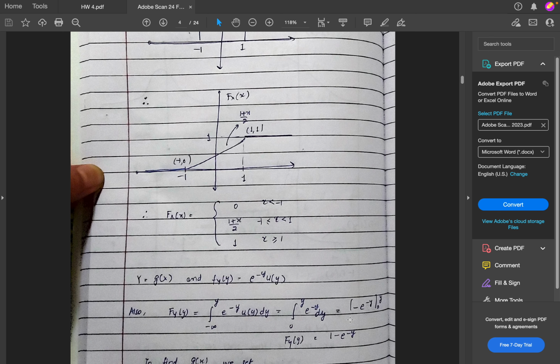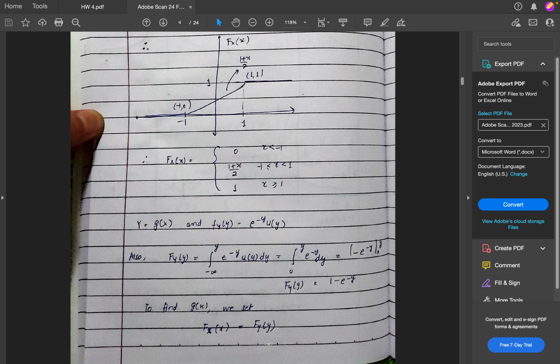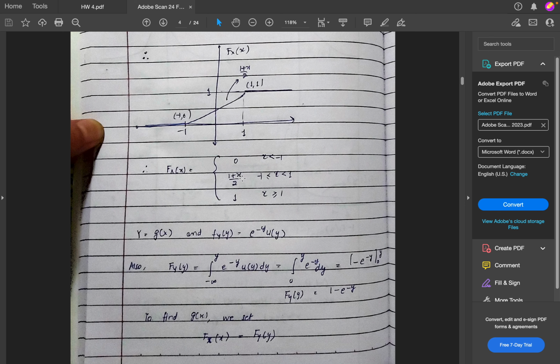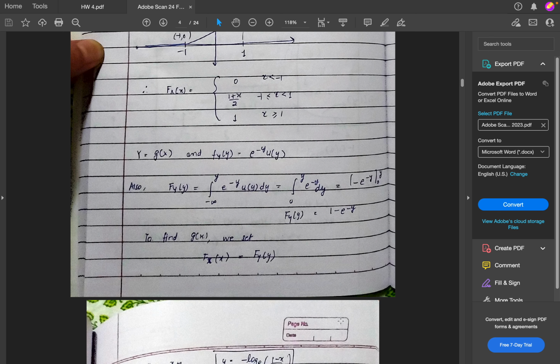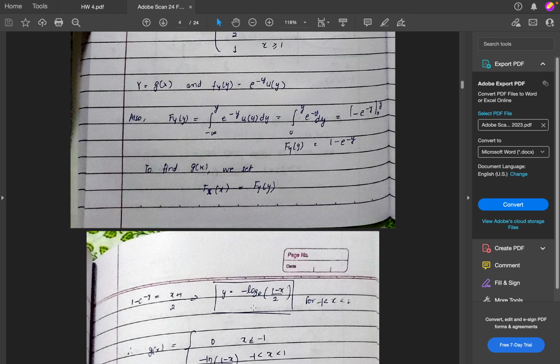Now to find g of x, we can set the CDF of x equal to the CDF of y, which is basically setting 1 plus x by 2 equal to 1 minus e raised to power minus y. On solving this equation, we get y is equal to minus log to the base e of 1 minus x by 2, and this will be valid only for the range of x between minus 1 to 1.